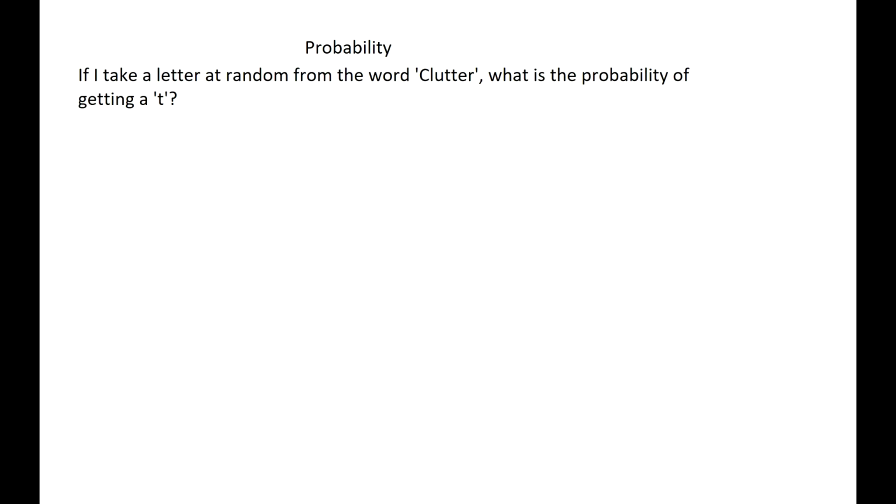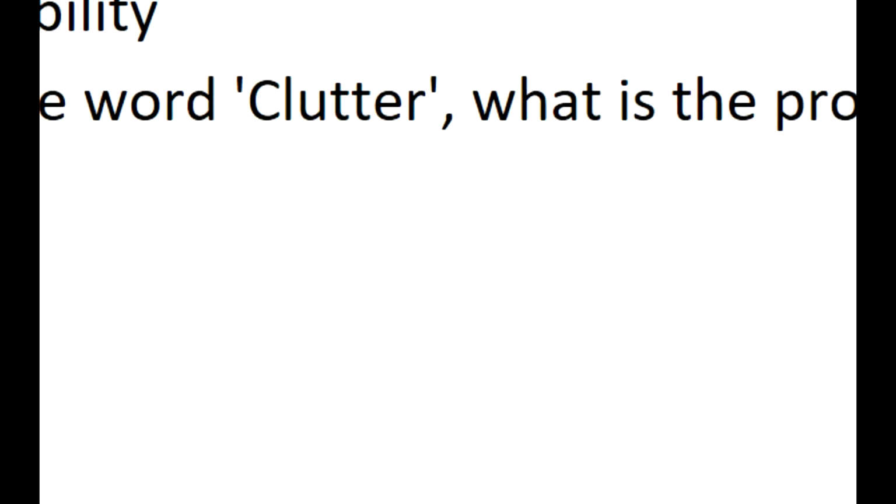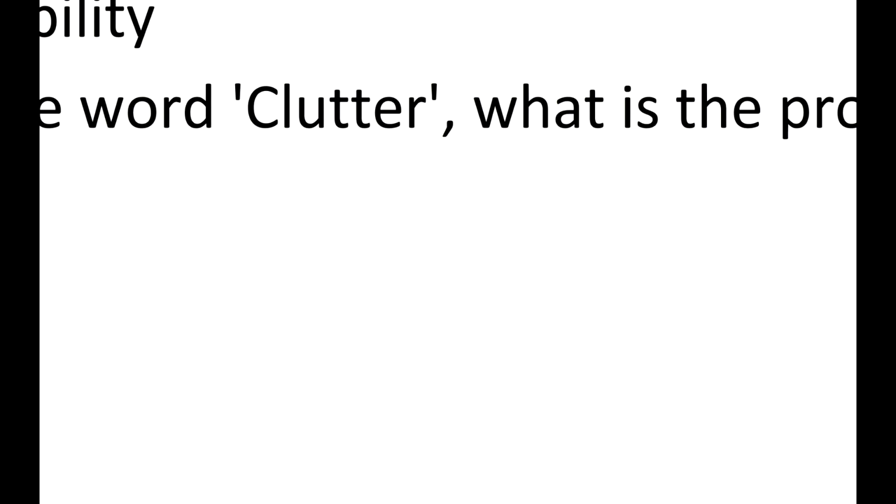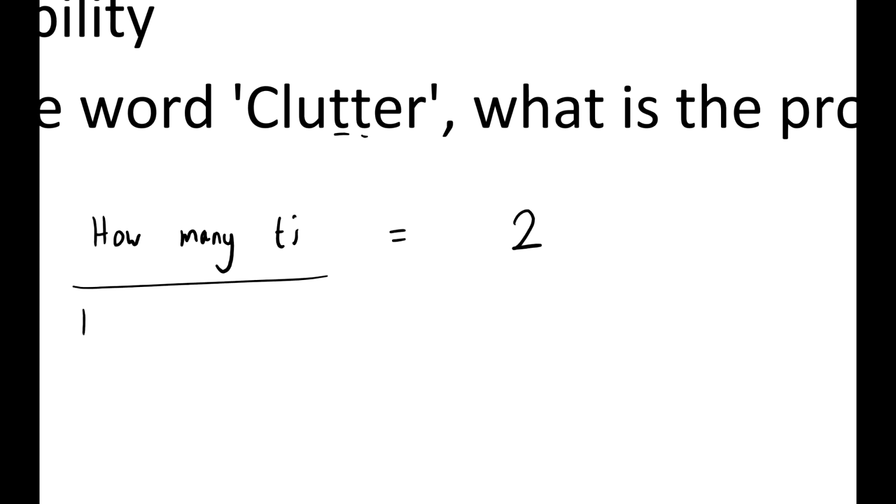Moving on, this is like a standard word question. So, if I take a letter at random from the word clutter, what is the probability of getting a T? So let's zoom in on my word clutter. We want to know 2 things. We want to know, first of all, how many T's we have. Really straightforward. I've got these 2 here. So I have 2 T's, and we're going to write that as a fraction over how many options we have.